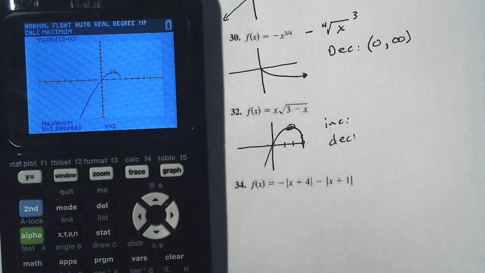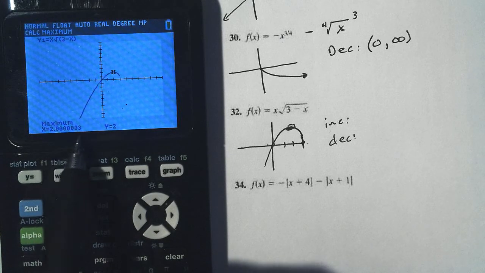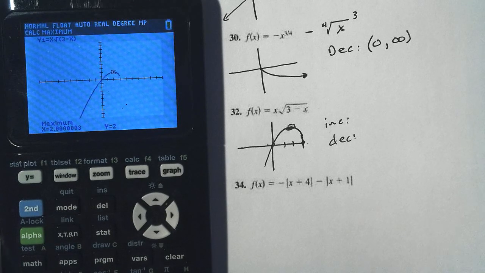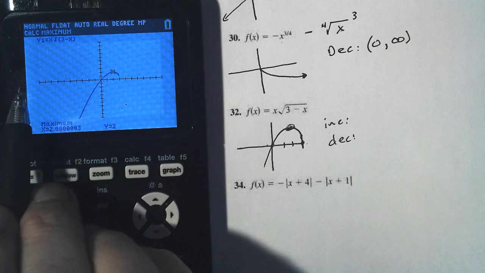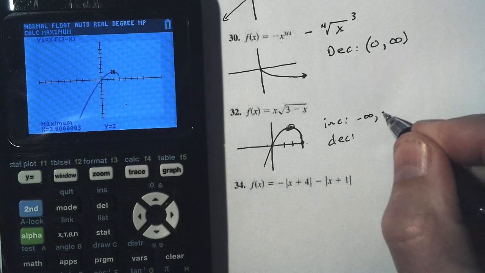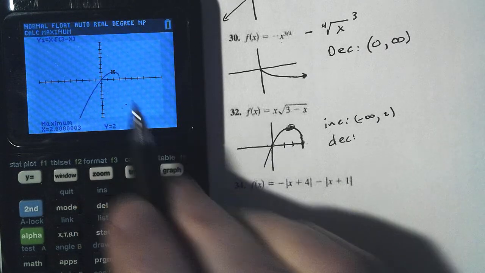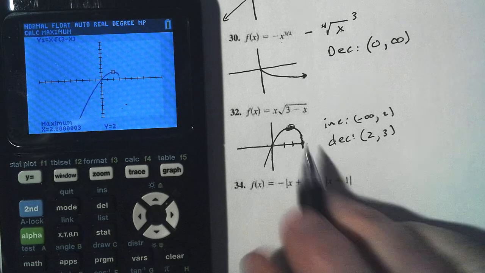2.0000003, something like that. When that happens on your calculator, it's generally safe to assume it's the integer. If it rounds off sooner, or if it doesn't extend that long, just round to 3 decimal places as a general rule. So we are increasing as we go from negative infinity over to 2. And then we are decreasing only from 2 until we get to 3, because it stops there.